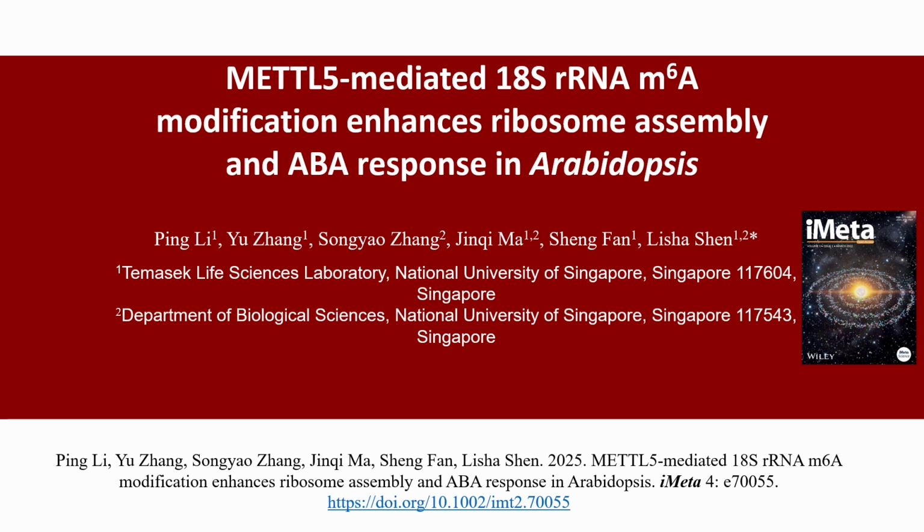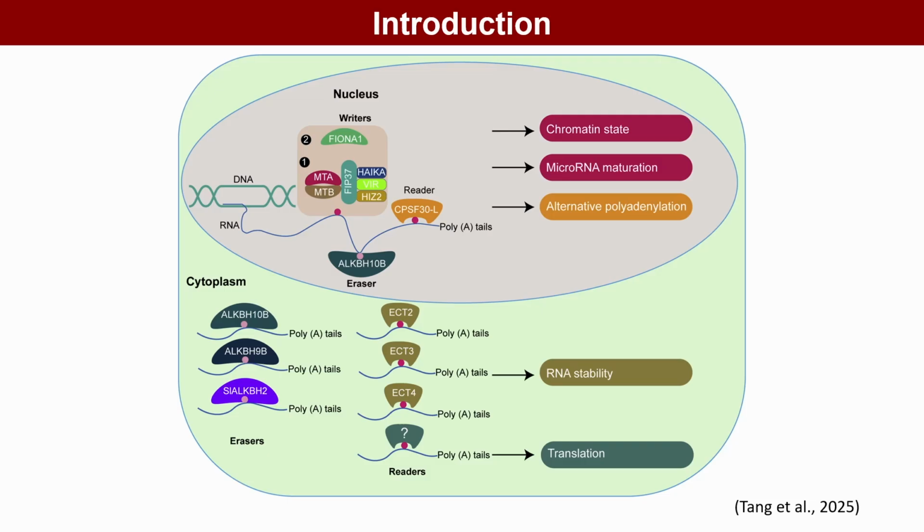Hello, everyone. Today, it is my pleasure to introduce "METTL5-mediated 18S RNA m6A modification enhances ribosome assembly and ABA response in Arabidopsis." RNA modifications play central roles in influencing gene expression and cellular function, impacting various biological and physiological processes in eukaryotic organisms. RNA modifications occur on various RNA types, including mRNA and rRNA.